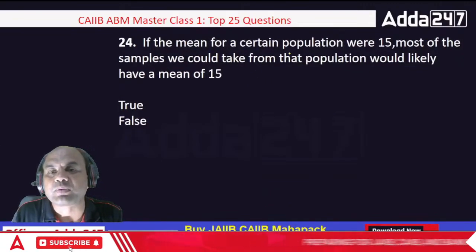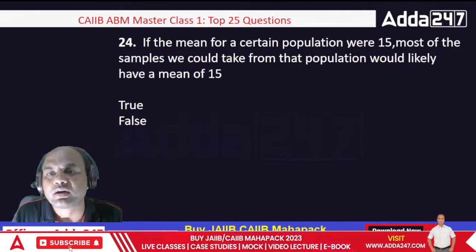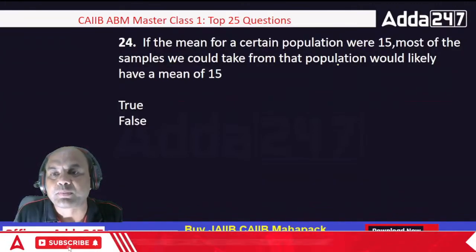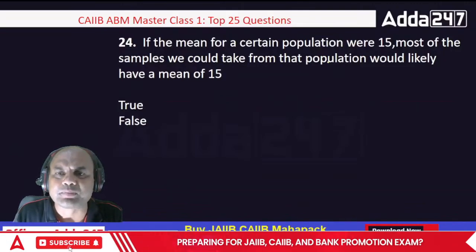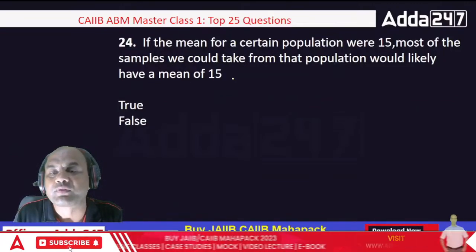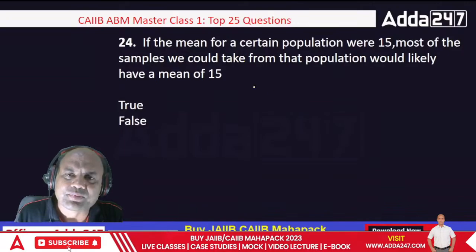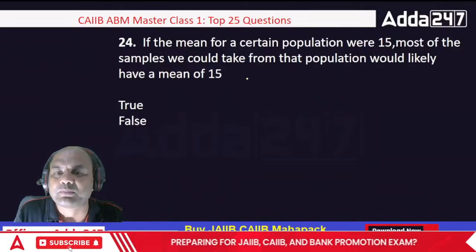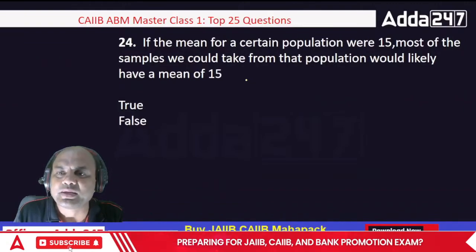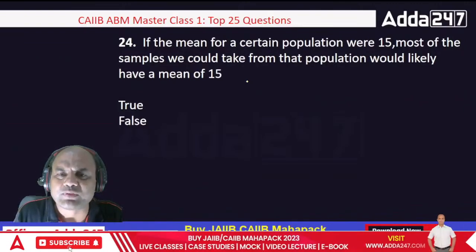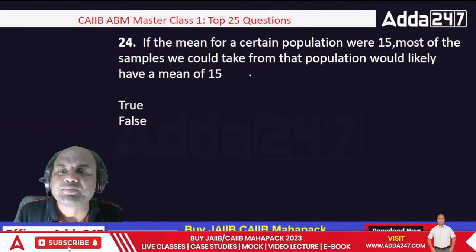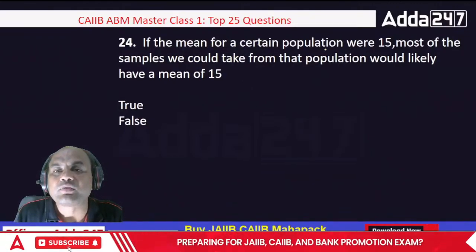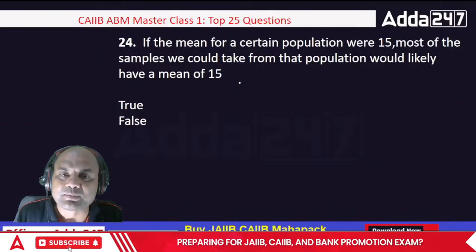If the mean of a certain population were 15, most of the samples taken from that population would likely have a mean of 15. Is it so? What does it mean? Population mean is 15. Suppose let's say I am having 5 numbers, any 5 numbers. Some surveys I have done, 5 surveys I have done. So the mean of the population is 15. So what does it mean?